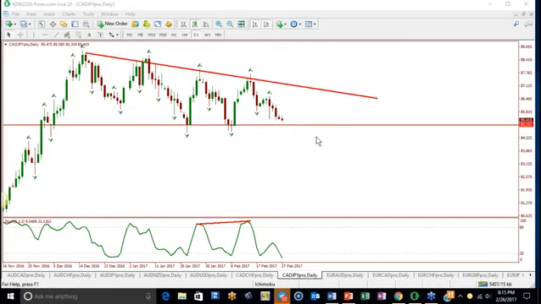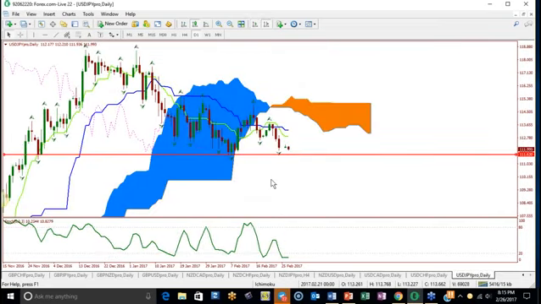So I'm going to go to one more pair. This is the CAD yen. We're going to go to US dollar JPY, and then we'll look at the inside of the website, and then I'll kick you guys out.